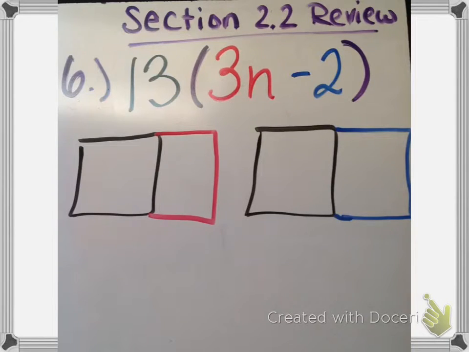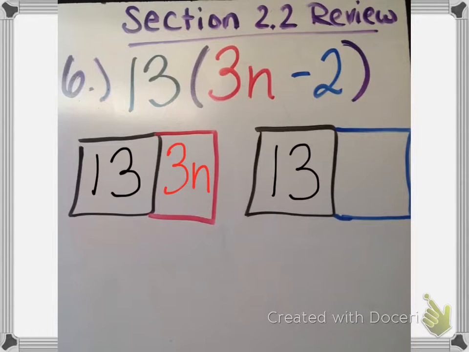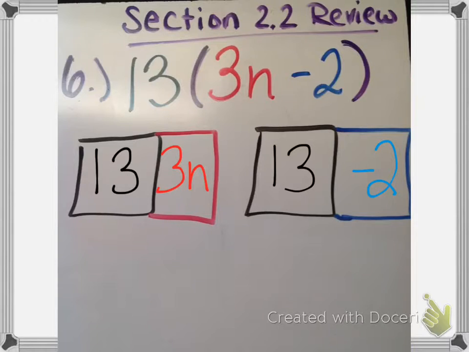Number 6. 13 times the quantity of 3n minus 2. What is your answer? We're back to having the shared number in the front, so that goes in the black box, and that was 13. Then you had to bring down the red number, which was 3n, and the blue number, which was negative 2.